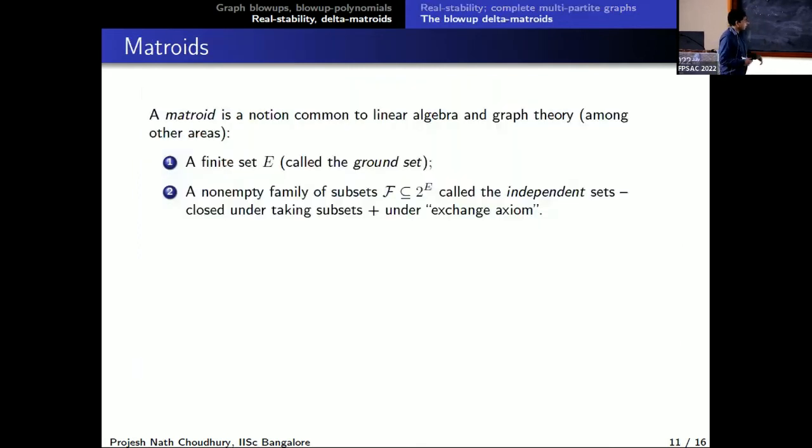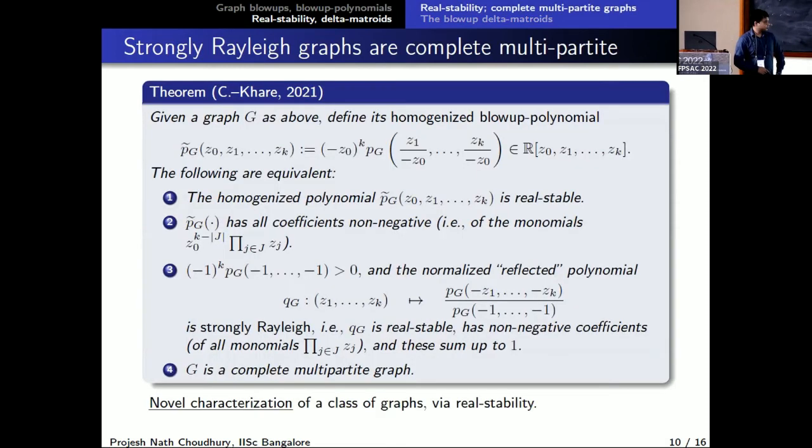In the last part of the talk, I'll discuss some combinatorial abstraction of this. So related to real rootedness, do you get some type of interlacing roots if you consider different graphs? Let's say you take some deletion or contraction in G. Do you get some type of interlacing phenomena for the roots of the corresponding blow-up polynomials?